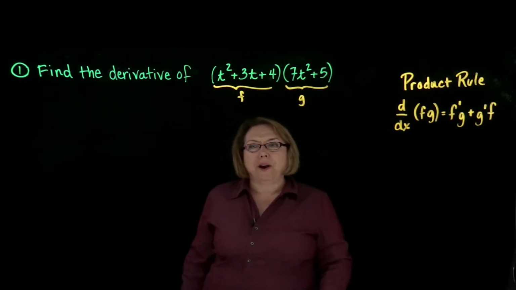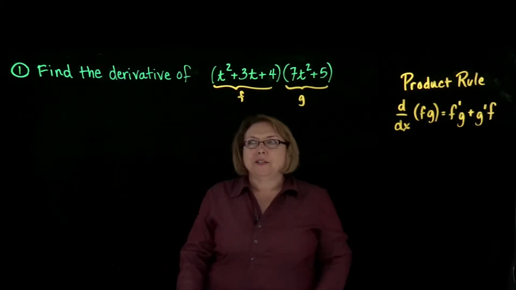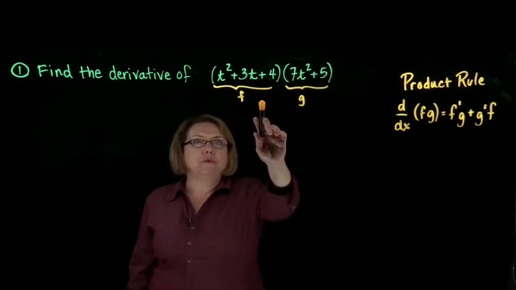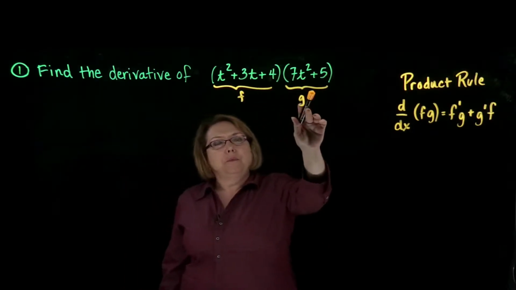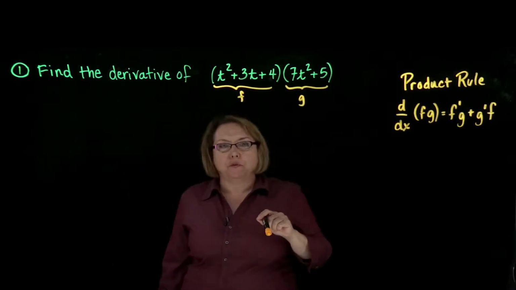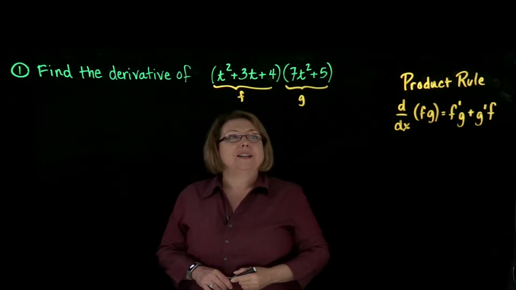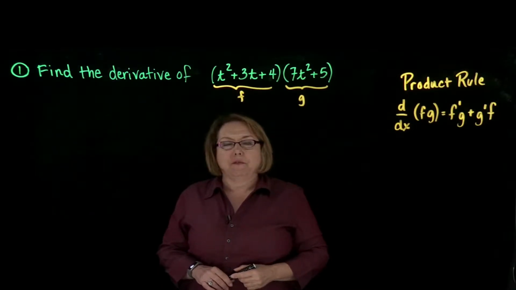Hi students, we're going to practice using the product rule for derivatives. So let's look at this first example. We're going to find the derivative of the product of two quantities. So we have t squared plus 3t plus 4 multiplied by the binomial 7t squared plus 5.